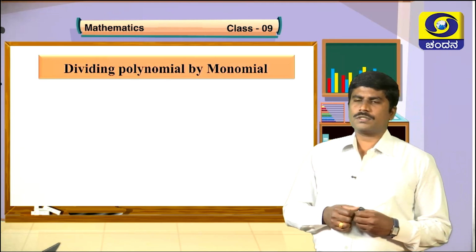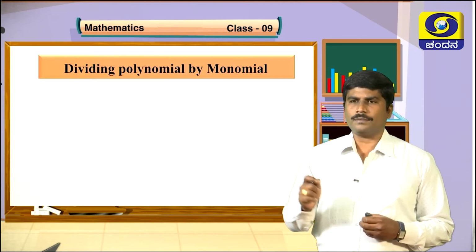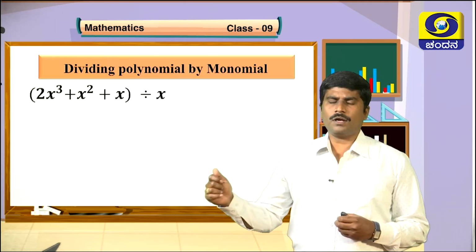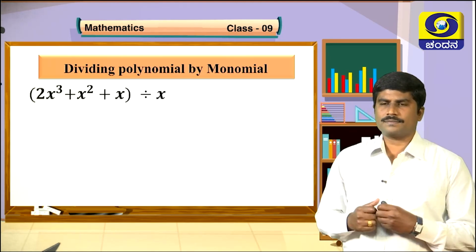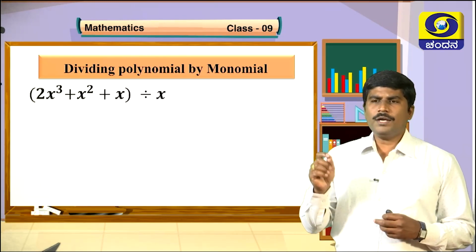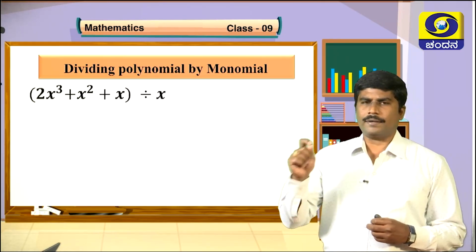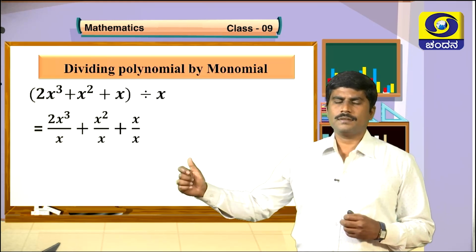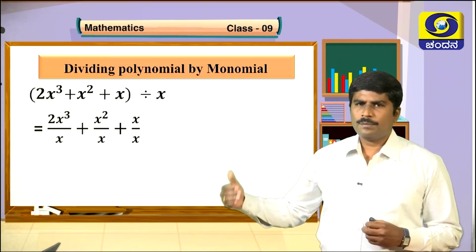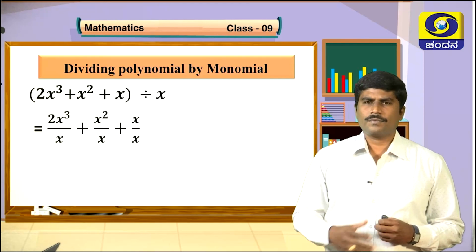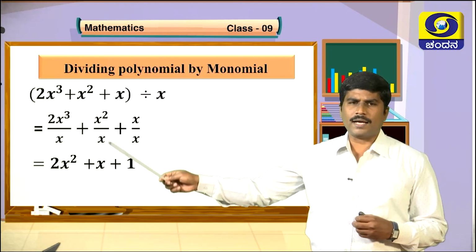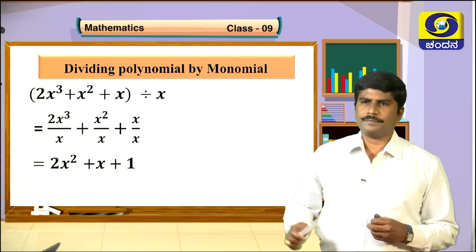Now this shows dividing a polynomial by a monomial. How are we going to divide? Here I have a polynomial 2x cube plus x square plus x, which will be divided by x, which we call a monomial. Individually you have to divide: 2x cube divided by x plus x square divided by x plus x divided by x. The x's cancel, and we get the final answer 2x square plus x plus 1.